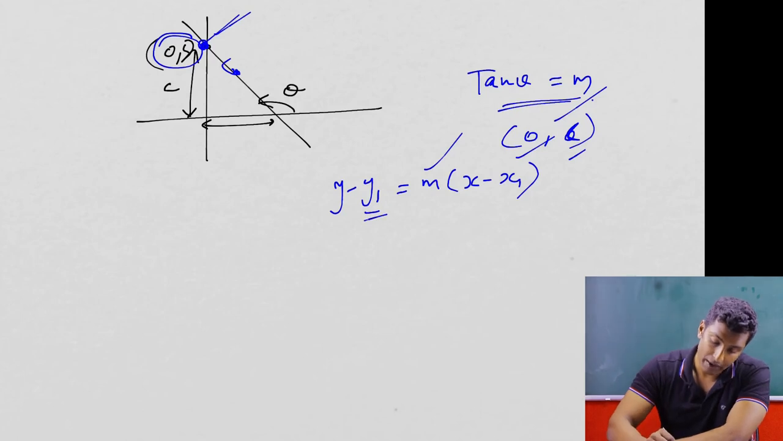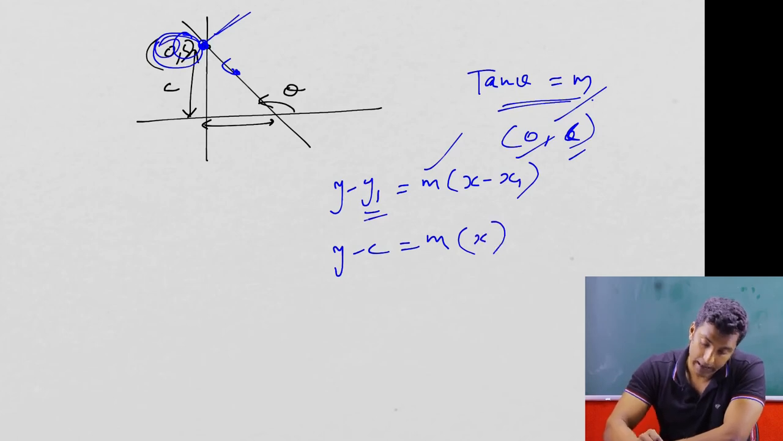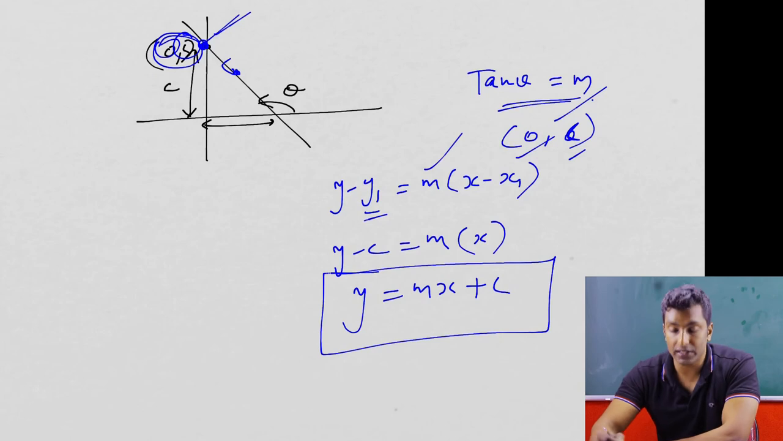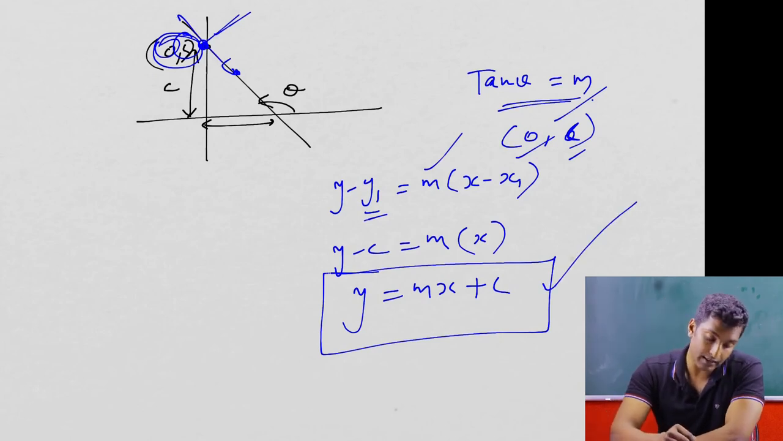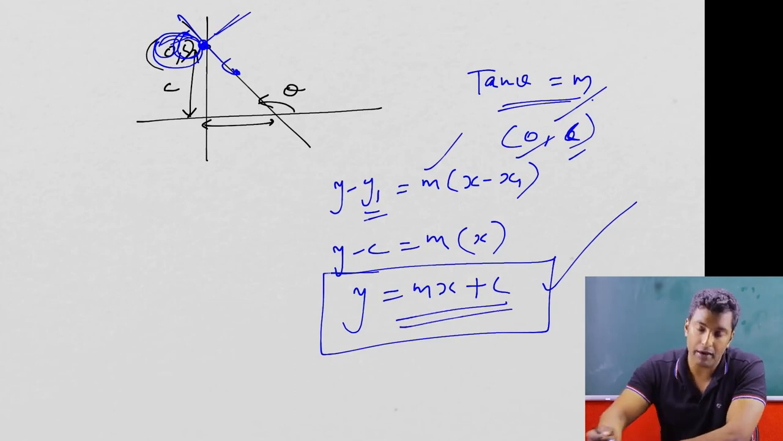Now y1 is your c. So y minus c equals m into x minus 0, so m into x. Now take c to the other side. So y becomes mx plus c, and that's your equation. So the equation of a straight line which is cutting the y-axis at c, that means the y-intercept is c, is given as y equals mx plus c.